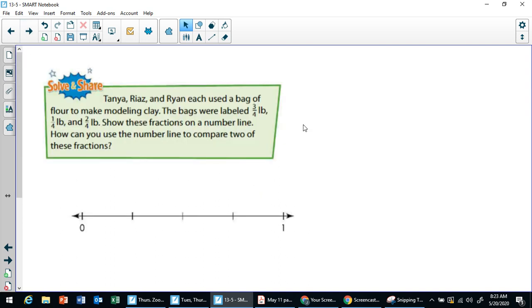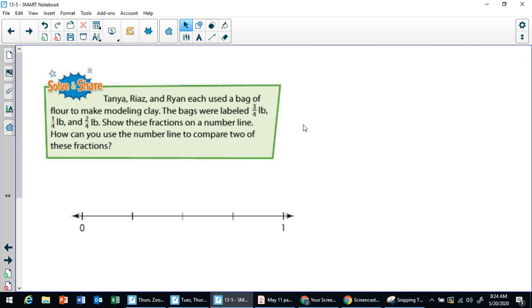First things first, I'm going to start you off with a solve and share question just to get your brain thinking about how we would solve this. Tanya, Riaz, and Ryan each used a bag of flour to make modeling clay. The bags were labeled 3/4 of a pound, 1/4 of a pound, and 2/4 of a pound. Show these fractions on a number line. How can you use the number line to compare two of these fractions?